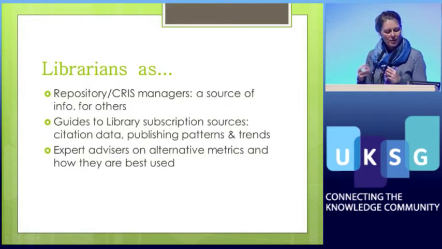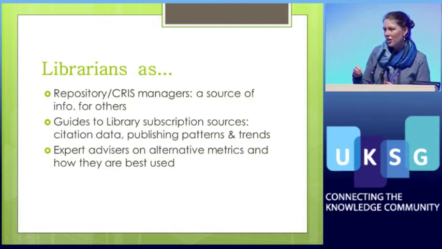So I think that librarians have a role in research evaluation. They are relevant to research evaluation because they play that role as repository and CRIS managers. They're a source of information for others who evaluate researchers. They're also guides to our library subscription sources and to the citation data and publishing patterns and trends, the way things are shifting at the moment. They are expert advisors on these kinds of altmetrics and how they can best be used, because librarians have that understanding of metadata and the kind of measures that have existed for many years.